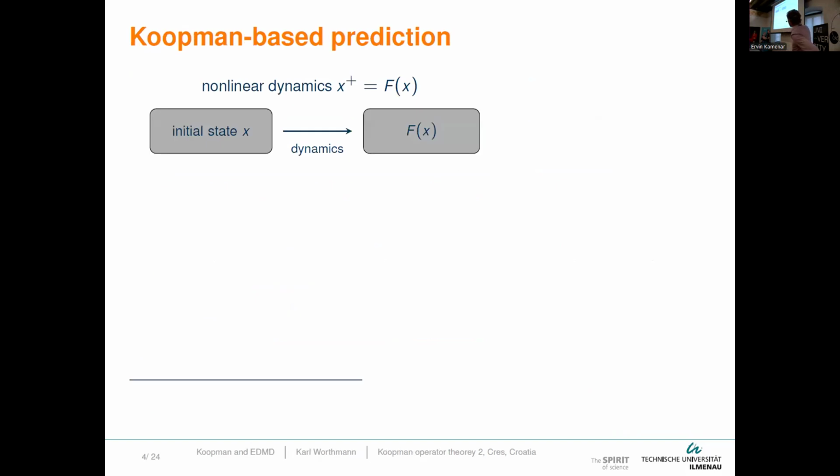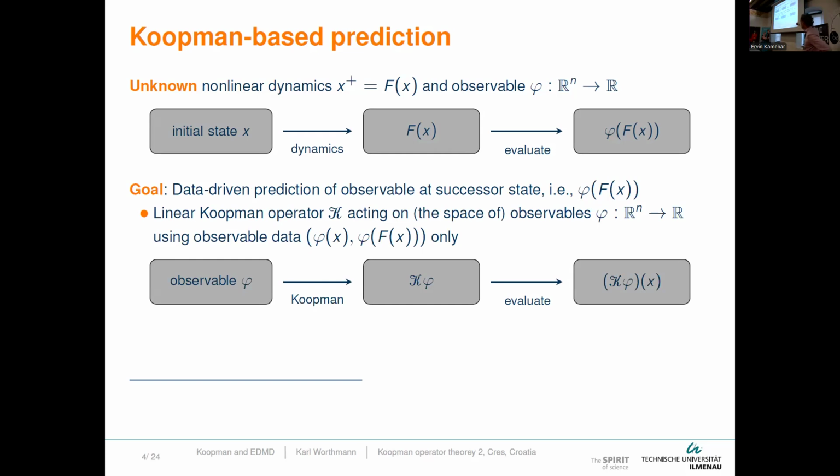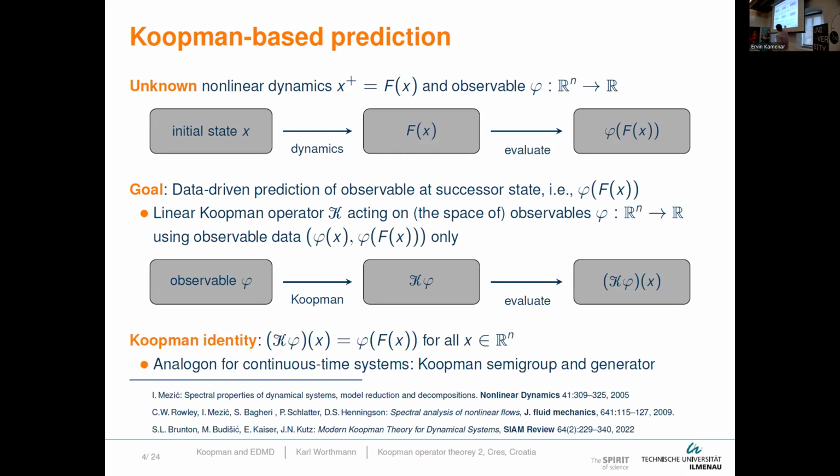Okay, we have a nonlinear dynamical system. Let me start with the autonomous case with respect to these error bounds: x plus equals f of x. I assume that the dynamics is unknown, so I would like to have a data-driven surrogate model. That's my goal. And then I would like to predict some observable or quantity of interest, for example, state constraints or some cost function at some future, meaning here, successor state of my dynamical system. And the Koopman operator goes the other way around. So I start with the observable, I propagate the observable, and then I have this nice Koopman identity all of you are very familiar with.